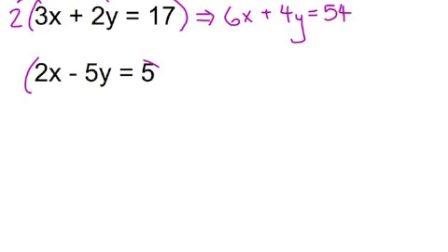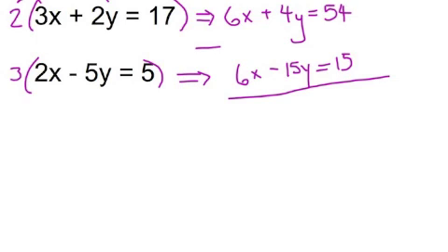I'm going to take the bottom equation and multiply it by 3. The second equation will now become 6x minus 15y is equal to 15. You'll notice now I have the leading coefficient in front of x to be the same number. So now what I can do is subtract from top to bottom. So 6x minus 6x, the x now has been eliminated.